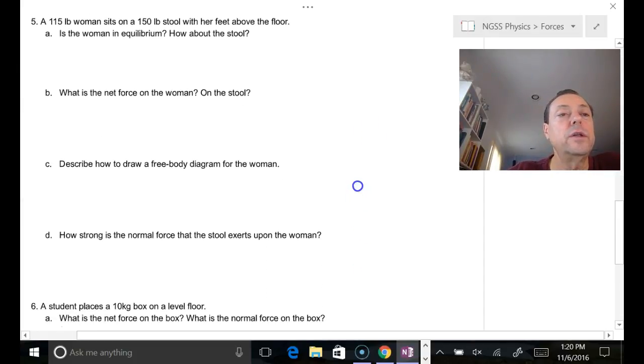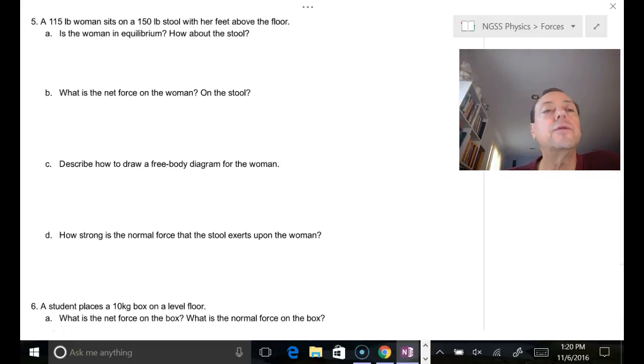Okay, moving right along. A 115-pound woman sits on a 150-pound stool. That's a very heavy stool. With her feet above the floor. Is the woman in equilibrium? Well, the question to ask is, is she changing her motion? And if she isn't, she's in equilibrium. So I'm going to assume that she's at rest, and therefore, if I add up all the forces that act on her, I'm going to get a net force of 0, which means the acceleration or change in motion is also 0. And we call that equilibrium.